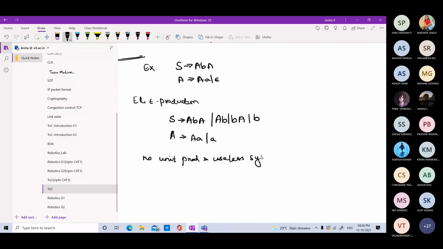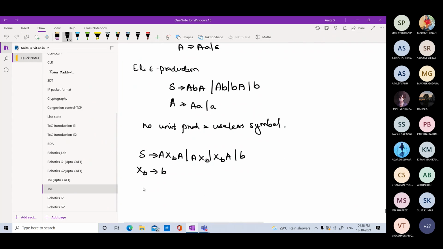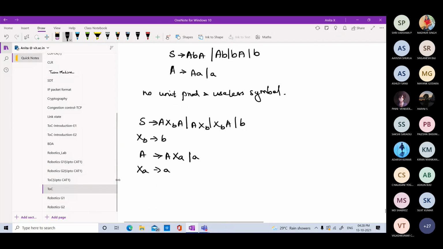Okay. So here we can start with converting the grammar to Chomsky normal form. S derives A. Wherever there is deviation, I have to introduce a new non-terminal. So XB derives B. Okay. Or A XB or XBA or B. Only when there is deviation, you can introduce. Okay. So then A derives A XA. So XA derives A. Okay. Or A. Right.